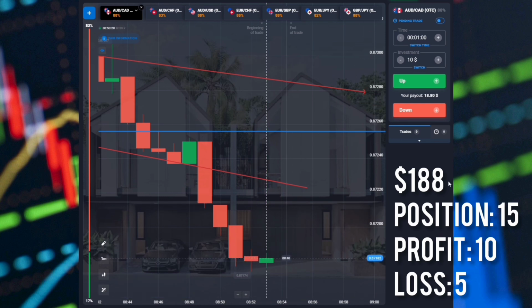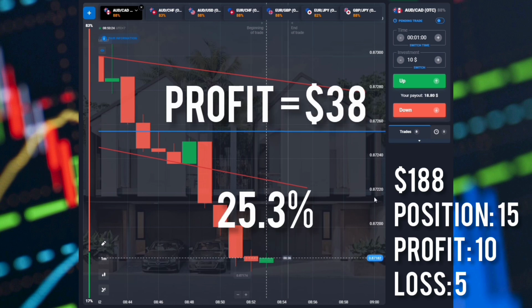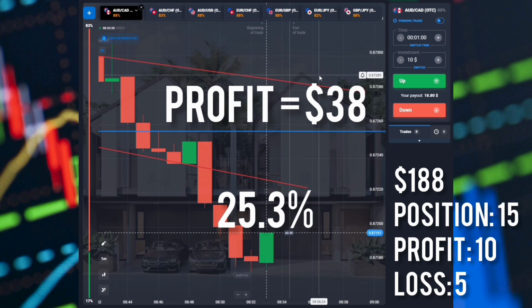Now, as you can see, my capital is right now 188. That means I made $38 profit, or equal to 25.3%. So that's 15 open positions, 10 profit, and 5 losses.